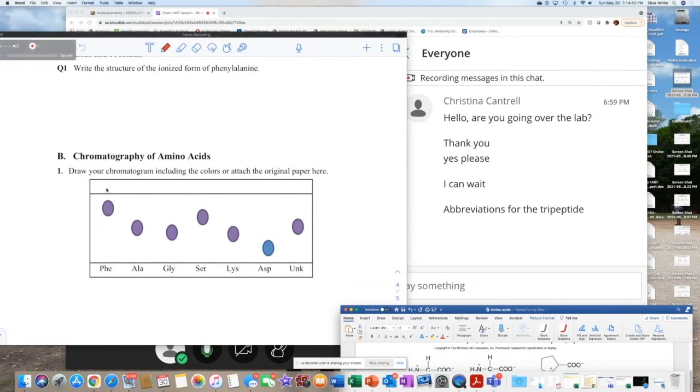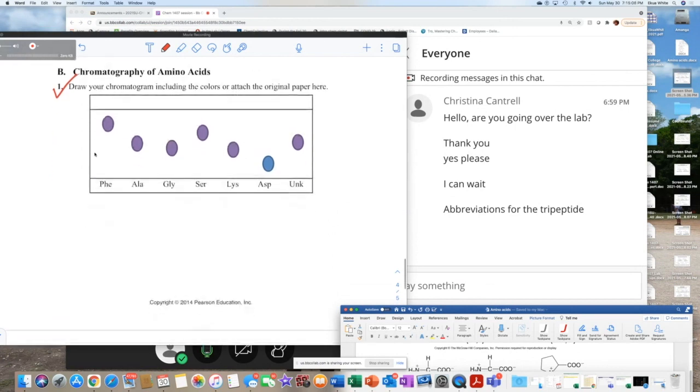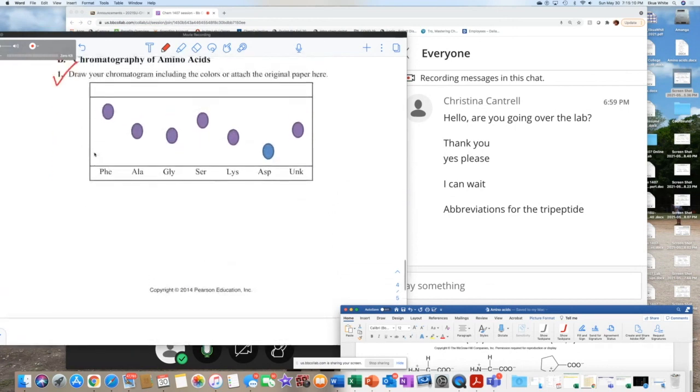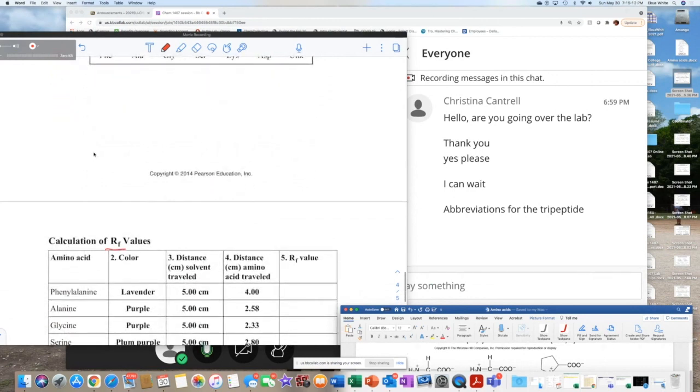So what I did was I provided the answer for you. When it says draw your chromatogram, including the colors, or attach an original paper here, technically that part is done for you. Okay, so this part here is done. Now, from here, you're supposed to calculate what is called the RF values.